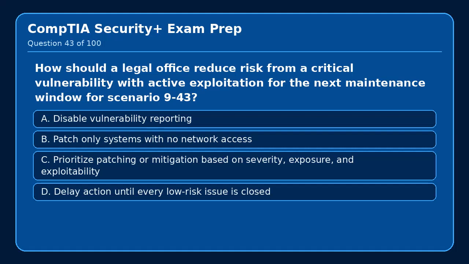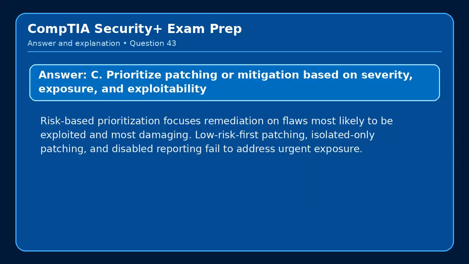Take a moment to choose your answer. The answer is D. Apply a secure baseline that disables unnecessary services and enforces approved settings. Hardening reduces attack surface by removing unnecessary functions.